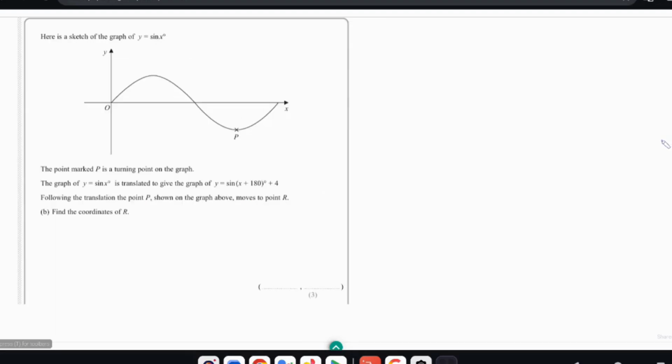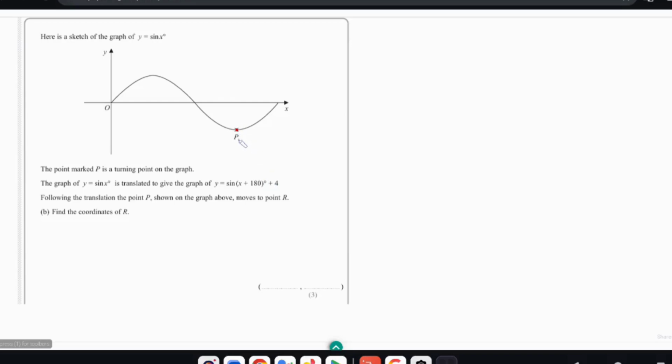Here is a sketch of the graph y equals sine x. Point P is a turning point on the graph. The graph of y equals sine x is translated to give the graph of y equals sine of (x plus 180) add 4. Following the translation, point P, shown on the graph above, moves to point R. Find the coordinates of point R.